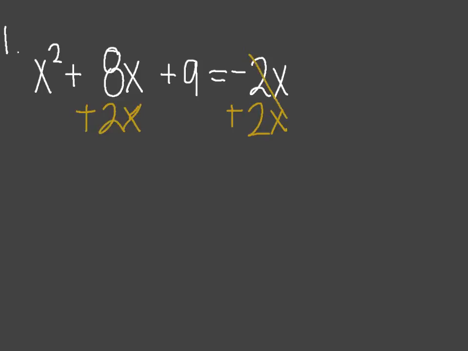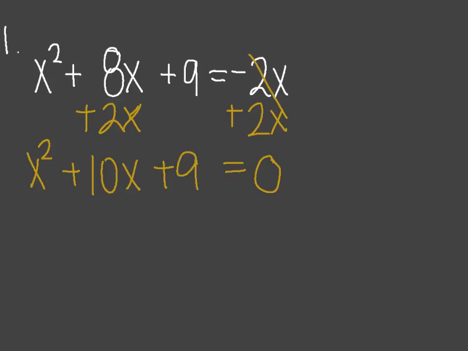My 2x's will cancel and I'm left with 0 now, which is what I want. That 2x combines with the 8x, so my x squared stays the same. 8x plus 2x is 10x, and the 9 stays the same. Now since it is equal to 0, I can go right to factoring.